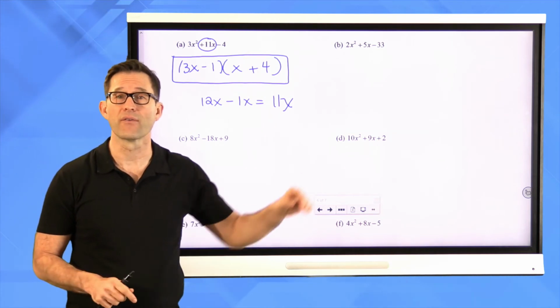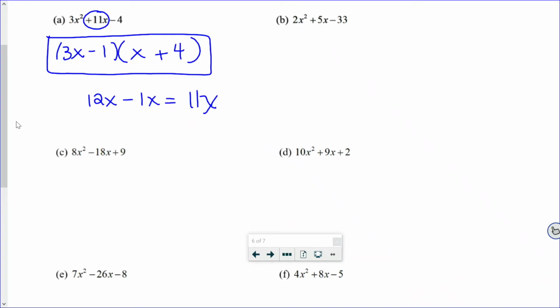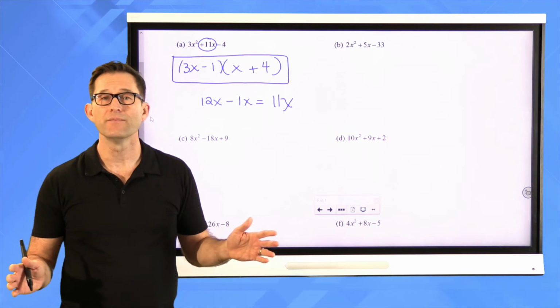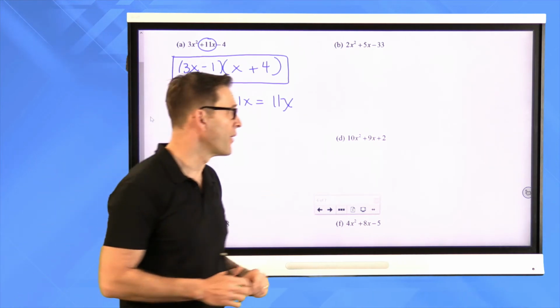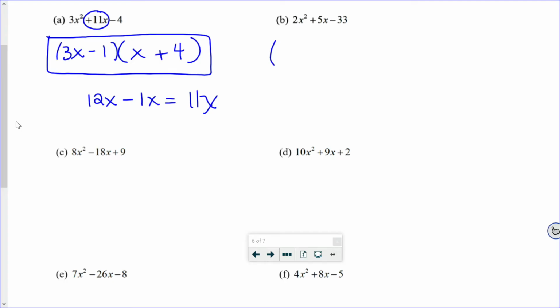Let's do another one together. Let's take a look at letter B. 2x squared plus 5x minus 33. Awesome. Again, right, when I think about this, I've got to have two things sitting here and here that give me a 2x squared.